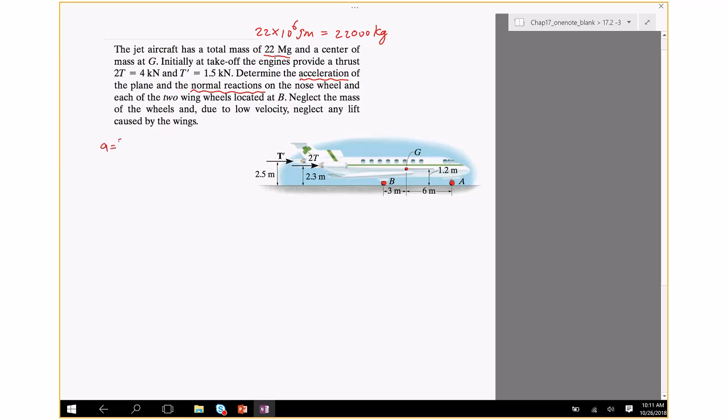Acceleration of G, the normal force at A, and normal force at B. Neglect the mass of the wheels and due to low velocity neglect any lift caused by the wings. Also, it's not been said here, but if friction is not given, nothing is mentioned about the friction, just assume it to be 0, there's no friction.